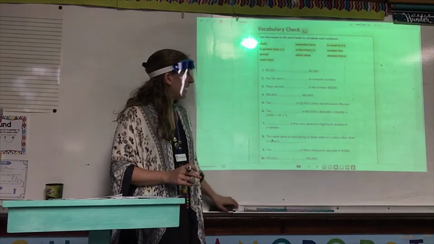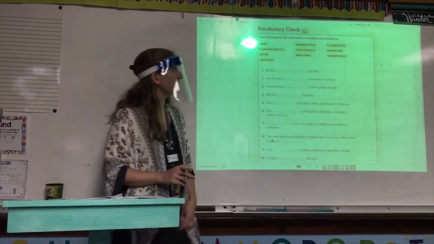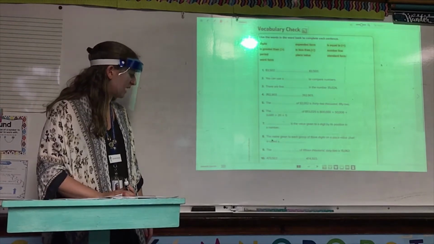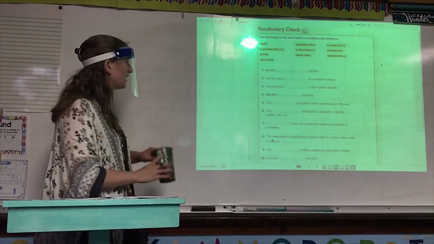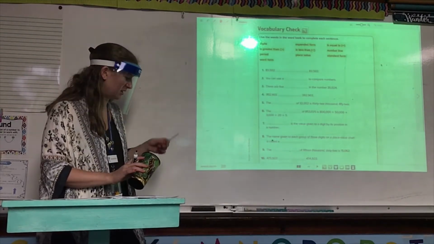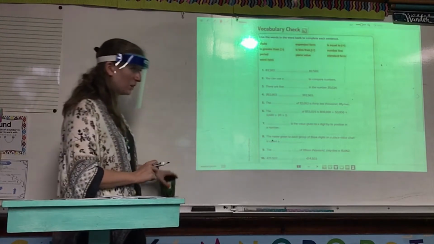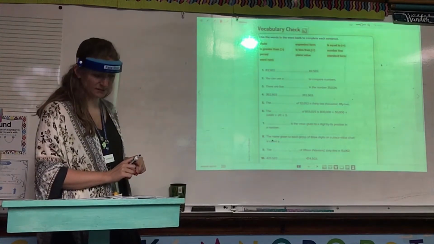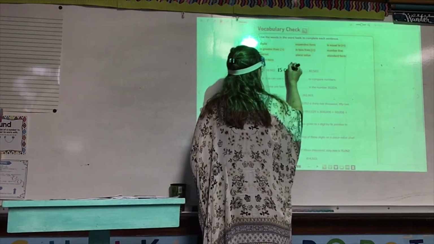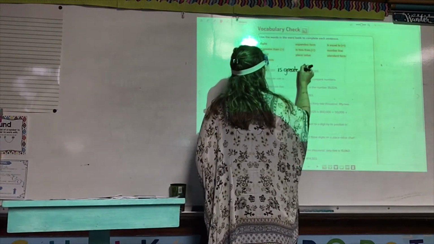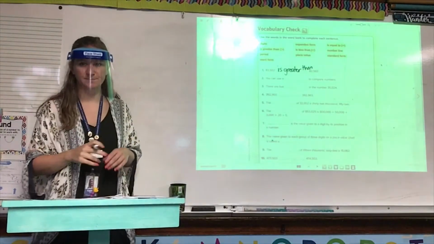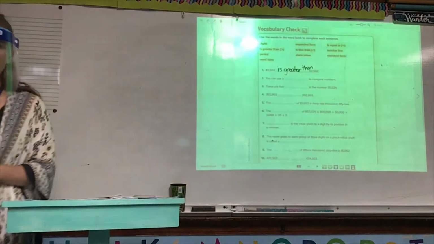Okay, so the first page was vocabulary. The directions say use the words in the word bank to complete each sentence. So, number 1, 83,502 blank 82,502. Zadie, what word or term goes in the blank? Is greater than. Correct. Remember, if you do not have the same answer, you need to correct it with your red pen. Is greater than.